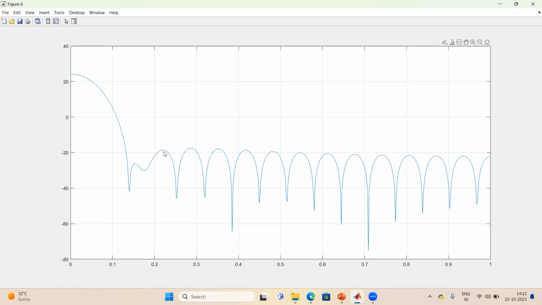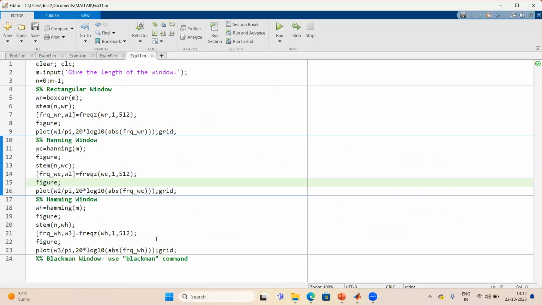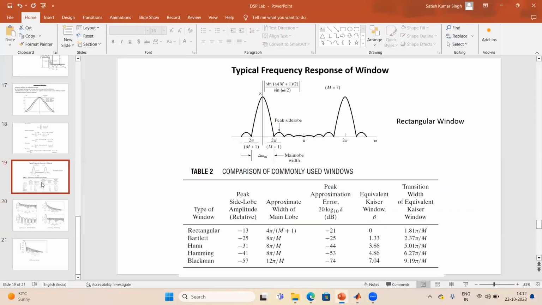I will be stopping here. Try to get the other windows also. For example, in MATLAB I have written this code. You can also try to generate the Blackman window, for which you can use the blackman command. Similarly, you can also generate the Bartlett window. Try to do that and verify this table. You have to verify these two columns.